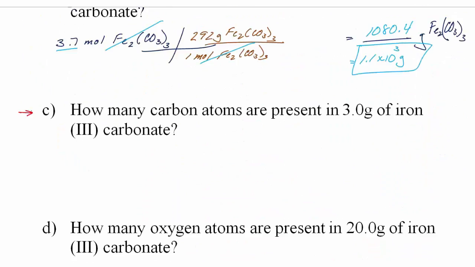The next one. How many carbon atoms are present in 3 grams of iron(III) carbonate? So we're going to start with 3 grams of iron(III) carbonate. Start with the measurement. And we have to convert all the way to carbon atoms.